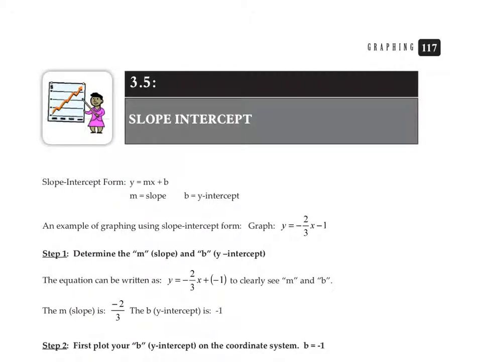In this section, we're going to talk about the slope-intercept form of a linear equation. We're working from Al Grosch's book, Developmental Math 2.